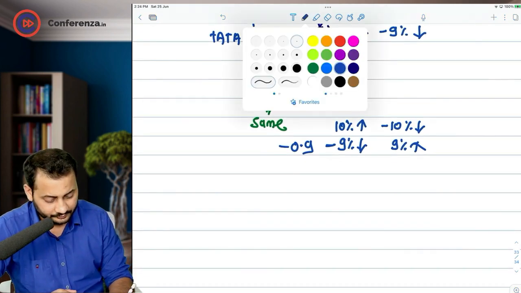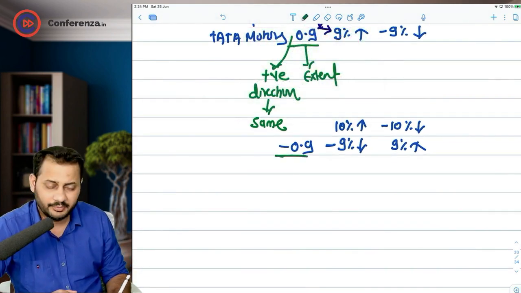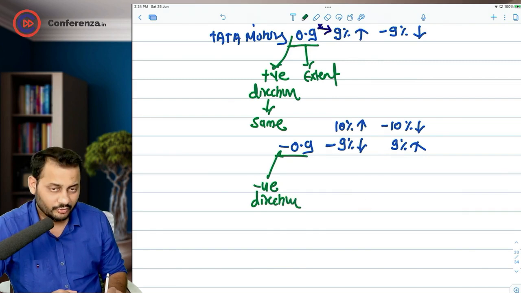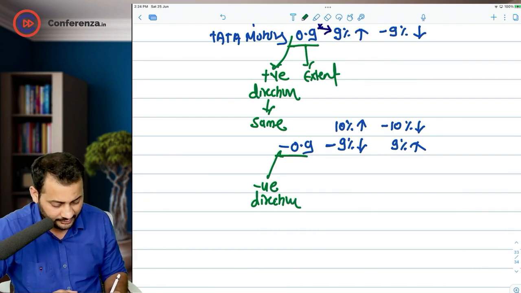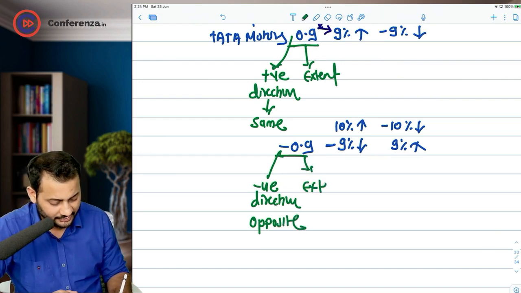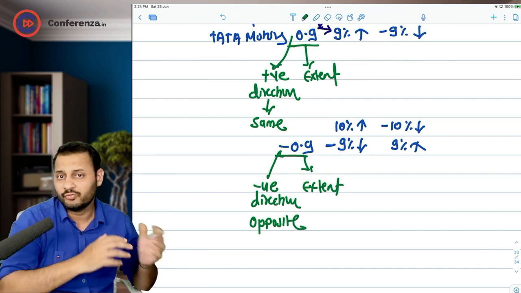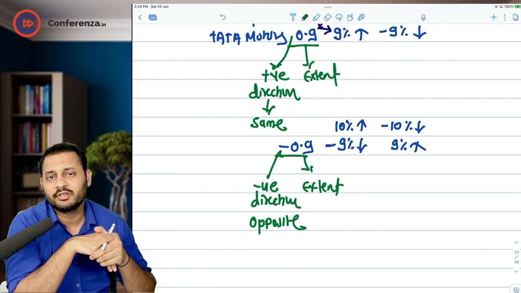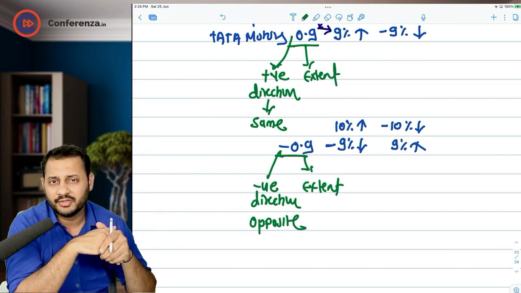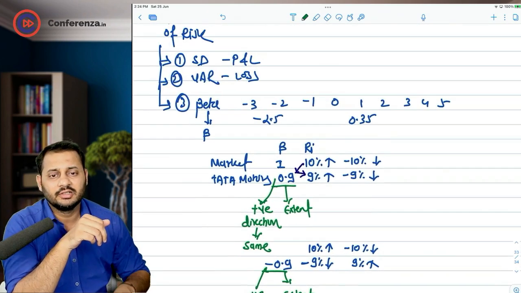Here, there are two components of the beta. One is the negative sign. The negative sign indicates the direction of the movement of that stock as compared to the market, and it is always opposite. And 0.9 explains the extent to which the stock will move. So this is what it is. And if the beta is 0, there is no relation between the two things.